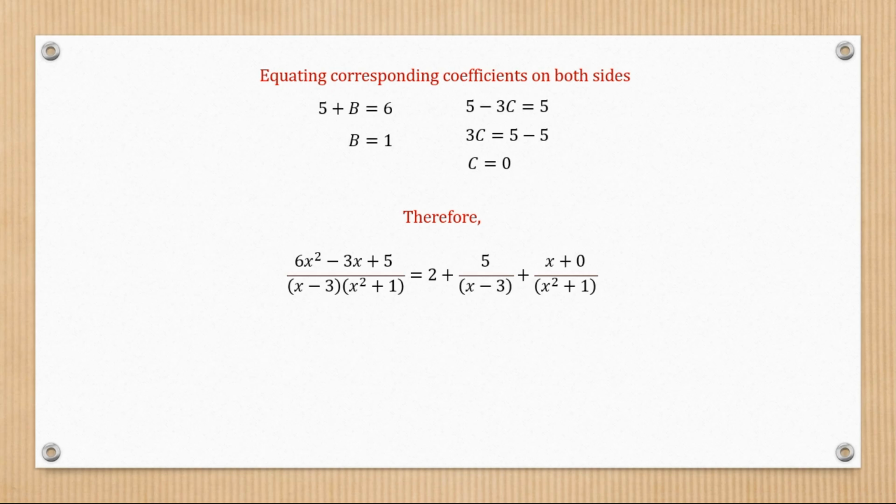We have 2 plus 5 over x minus 3 plus, b is 1, so that means 1 times x, and then plus 0. So we'll be left with 2 plus 5 over x minus 3 plus x over x squared plus 1, and that is the answer they wanted.